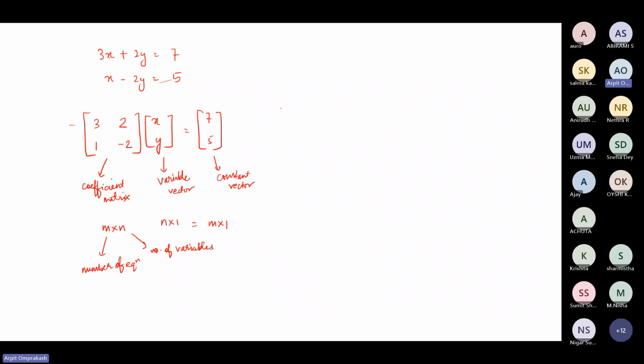In general, if m is equal to n, as in the case of two variables and two equations, we can get a unique solution. However, if the number of equations is greater than the number of variables, the system is called overdetermined, and we will not have any solutions. If m is less than n, the number of equations is less than the number of variables, the system is called underdetermined, and we'll have an infinite number of solutions.